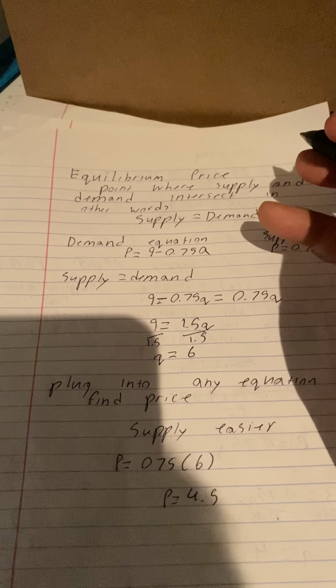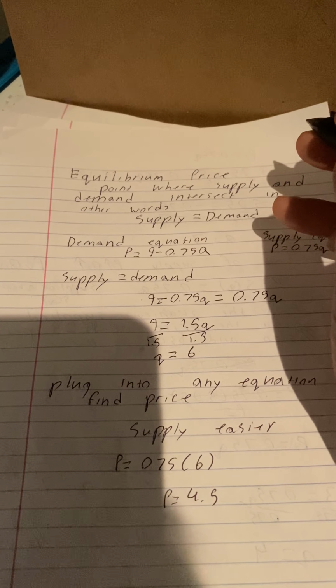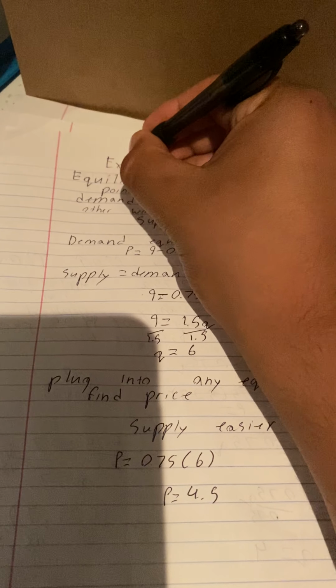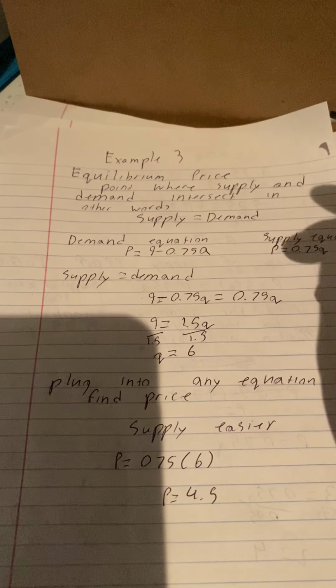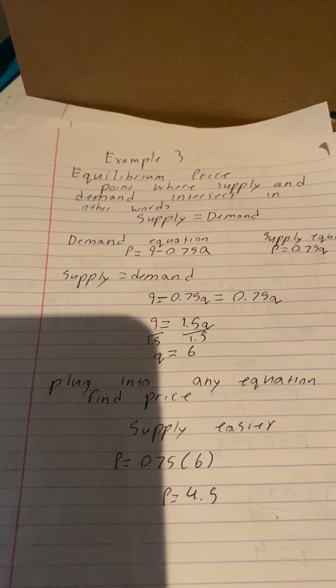Welcome to example number 3. This is video number 3, I believe, or 4, but we're doing example 3 in the textbook. Example 3 is basically saying how to use algebra to find the equilibrium quantity and price for the watermelon in example 2.